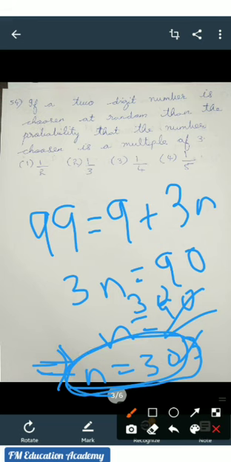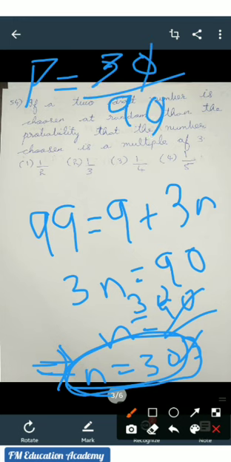And total outcomes, remember what did I say? What are the total outcomes? 90. So probability is equal to number of favourable outcomes by total outcomes, that is 30 by 90, that is 3 1s are 3, 3 3s are 9, so 1 by 3 is my probability, that is option 2.